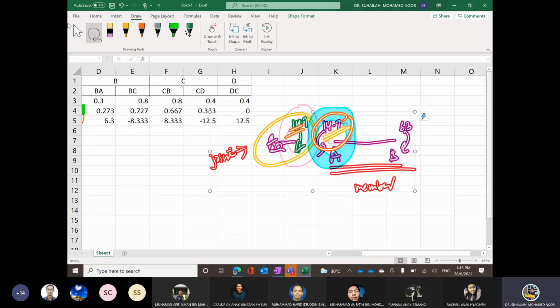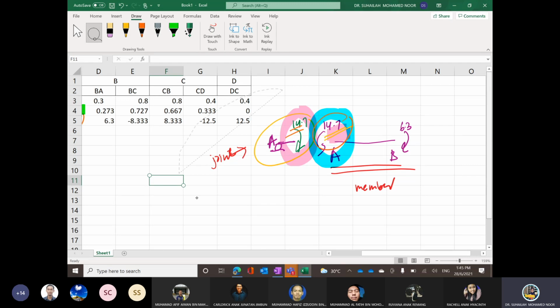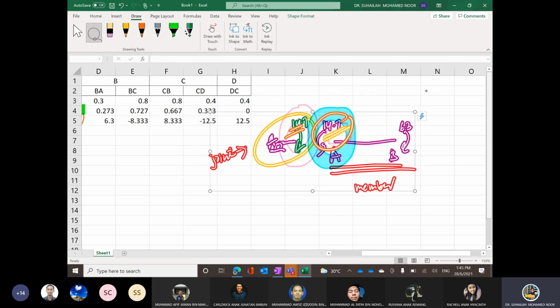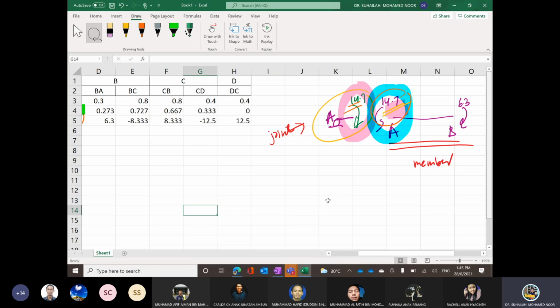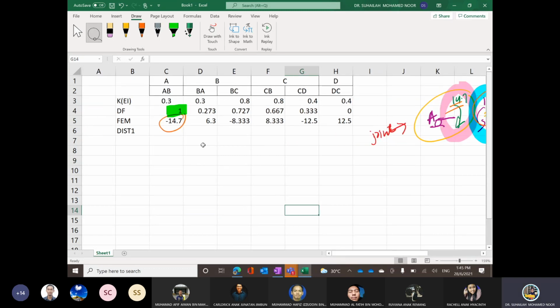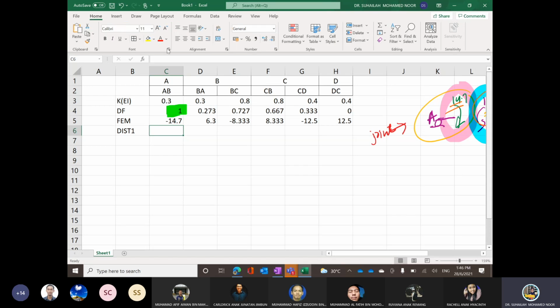Okay, everyone must understand the process in the table. Any question? Do you have any question? No, madam. Okay, so the value that we should put in the distribution column for AB, what is the value?